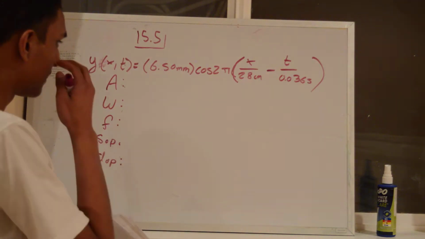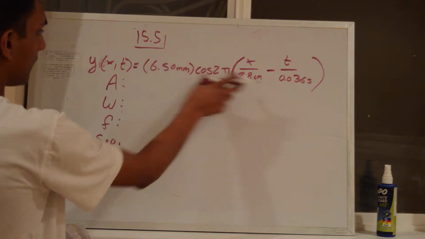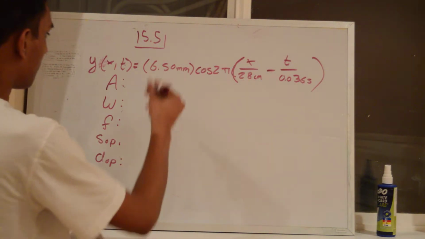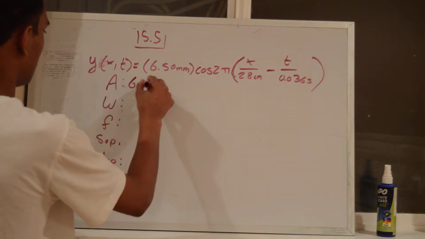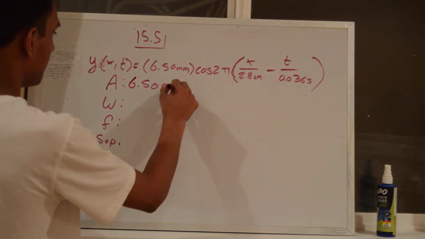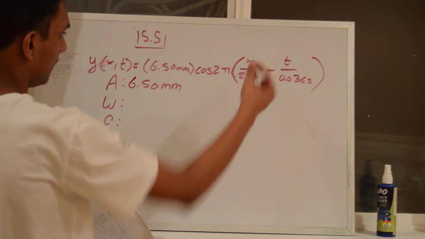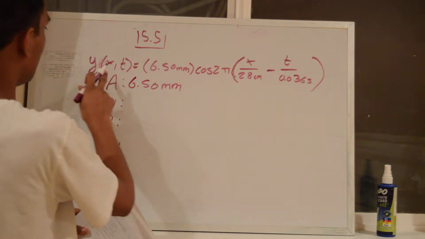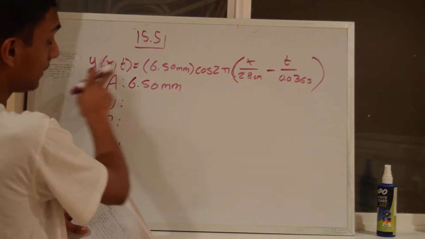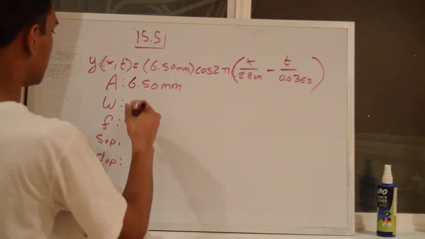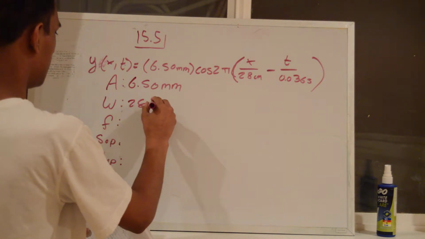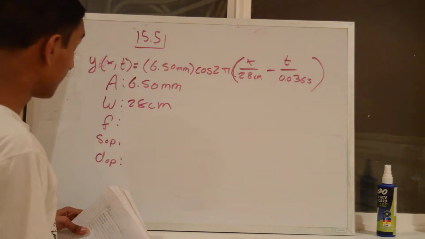The amplitude is always the first number over here in front of the rest of this garbage. For example, in this one, it's 6.50 millimeters. The wavelength is what is given underneath your distance variable. So over here we have x as our distance variable. So underneath that we have 28 centimeters, so we get a wavelength of 28 centimeters.